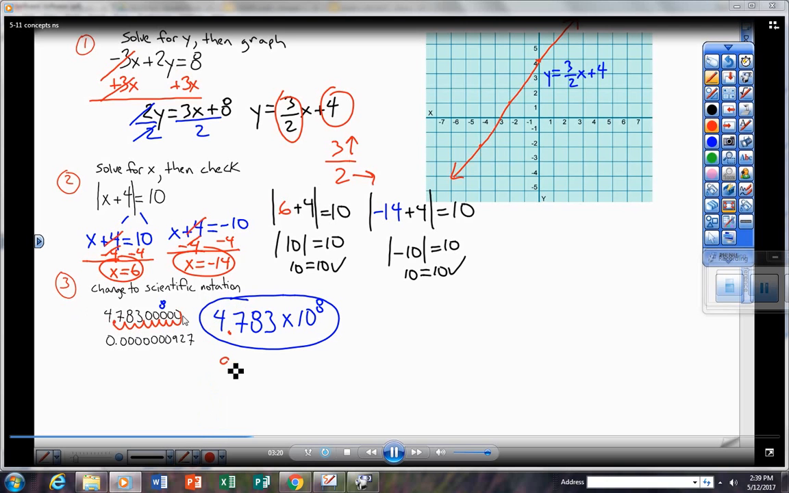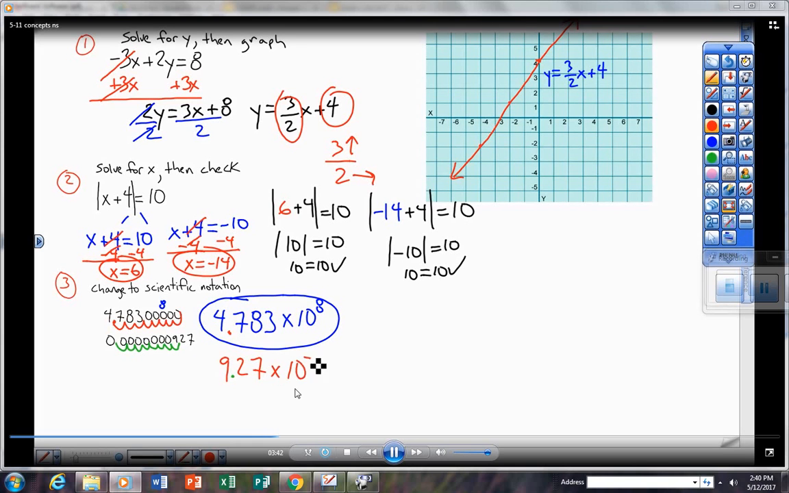Next one, still put the decimal so the number is bigger than 1 and less than 10. But this one I'm counting from there to the left to get to my original decimal spot. So that's going to be 8 dips to the left. Disregard the 7 right here.